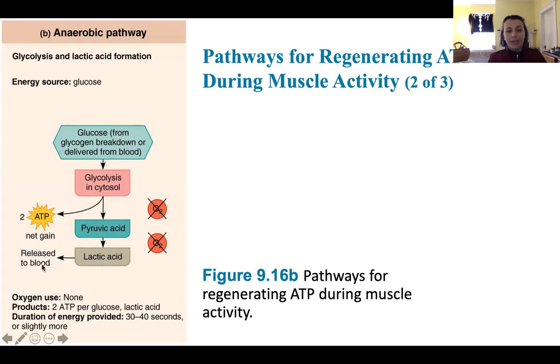The lactic acid gets released into the blood. And there's no presence of oxygen here. That's why it happens. And then from the bloodstream, it reconverts back into pyruvic acid. This is nice. It breaks down what you get here. You get 2 ATP molecules per glucose, and lactic acid is another byproduct of that.